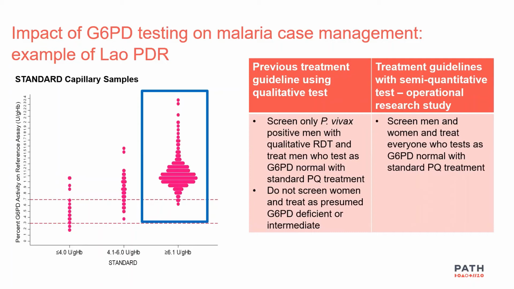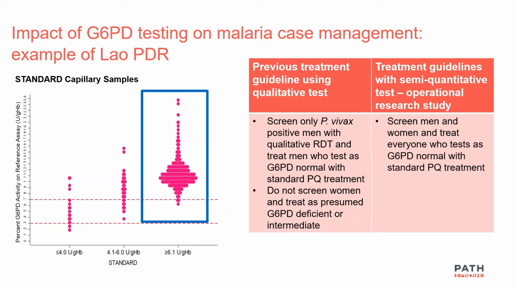example from Lao PDR. So prior to using a quantitative test, when there was some use of a qualitative RDT, the recommendations were to screen only Vivax positive men with a qualitative RDT and then treat normal men with standard Primaquine treatment. The recommendation was to not screen women with the qualitative test and instead treat them as presumed G6PD deficient. Just presumed G6PD deficient or intermediate, which in Lao meant not giving them Primaquine.